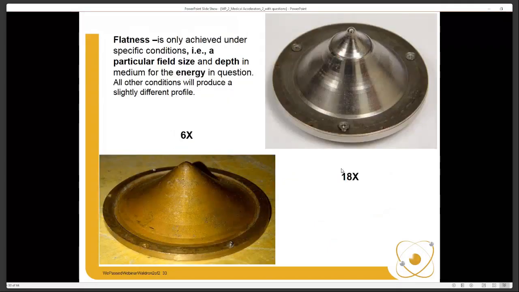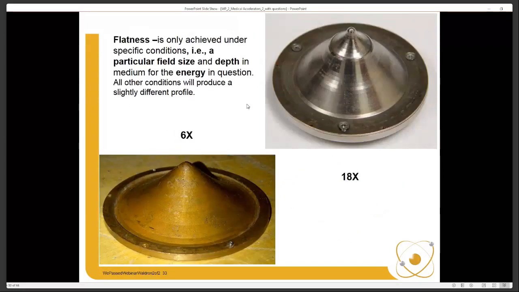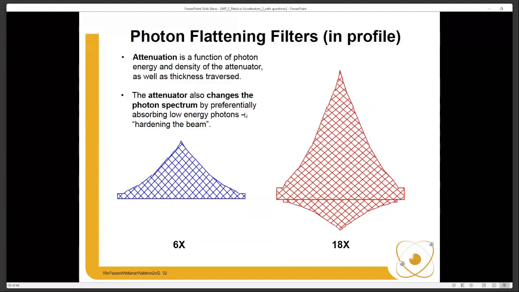Here's a couple of photos of some flattening filters. This one on the bottom left is 6x. The one on the right is 18x. The photography here doesn't provide for adequate comparison spatially, which is why we have this other slide. And it's also a good idea to remember that these do affect the photon spectrum, of course. The beam is going to be more hardened, passing through more material, and less hardened towards the edges of the flattening filter.